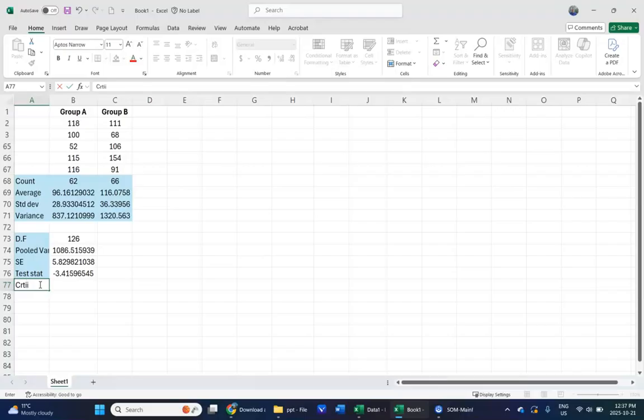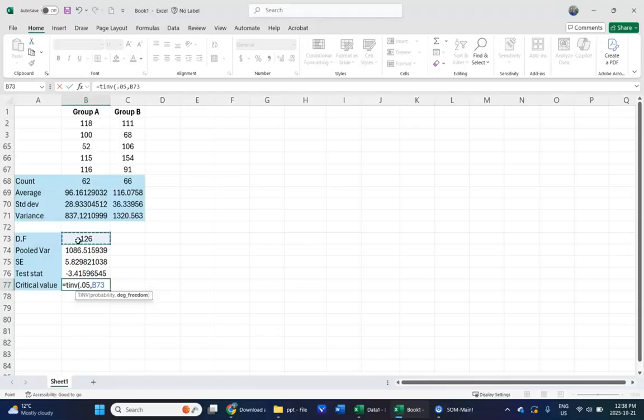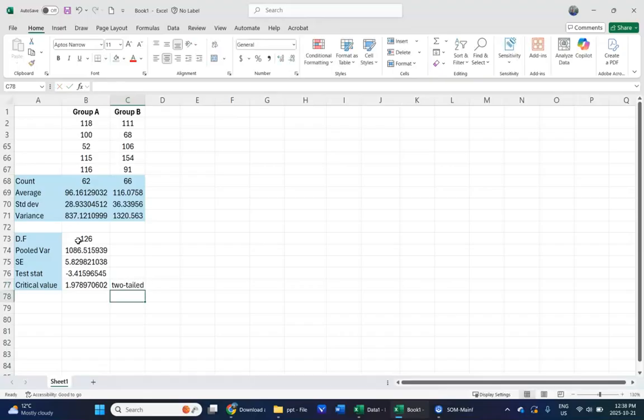Critical value. Let's put that in there. Critical value is going to be using an Excel function. It's T.INV. Probability, that's the level of significance, alpha, 5%, and degrees of freedom is n1 plus n2 minus 2, or 126 in this case. There is our critical value. This is the critical value for a two-tailed hypothesis test.